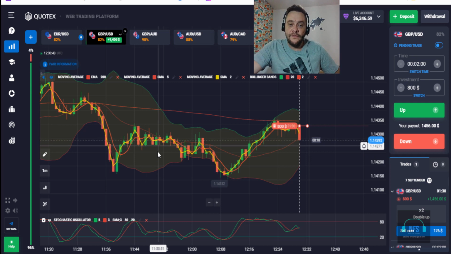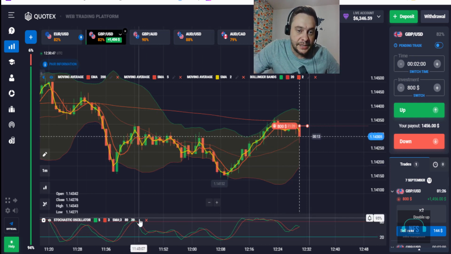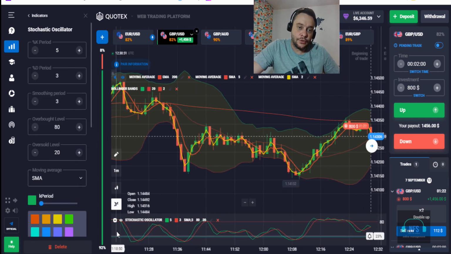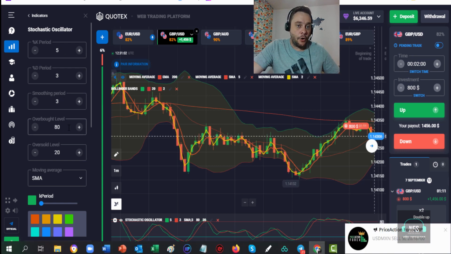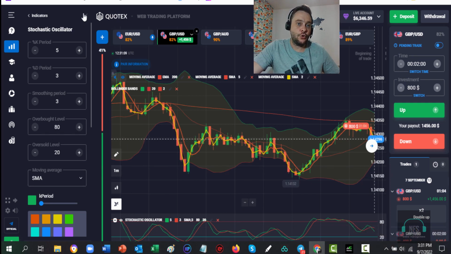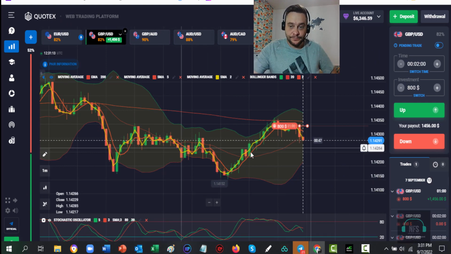We will be looking at this stochastic oscillator. How do you set this stochastic oscillator? Let me go ahead, of course, to indicators, choose stochastic oscillator, and set the K period on 5, the D period on 3, smoothing period on 3, and overbought level on 80 and oversold level on 20. And that's all you have to do with the stochastic oscillator.